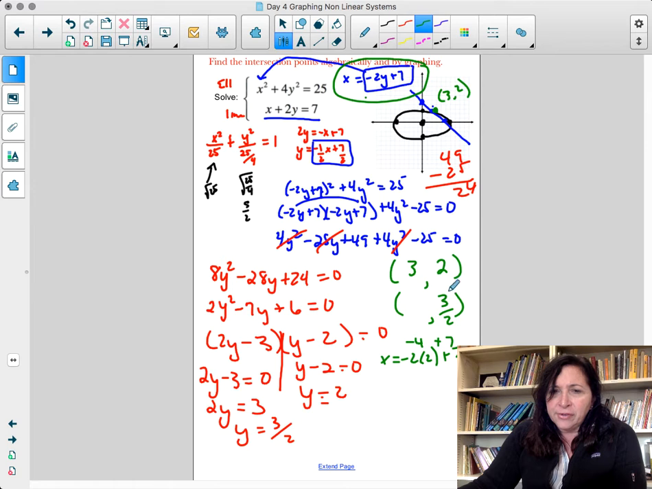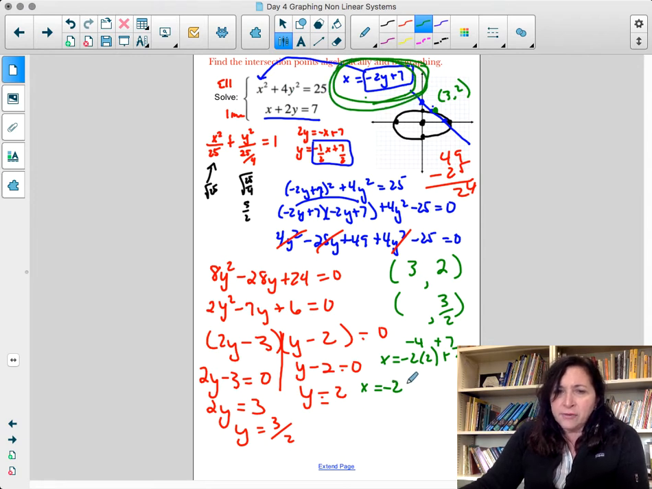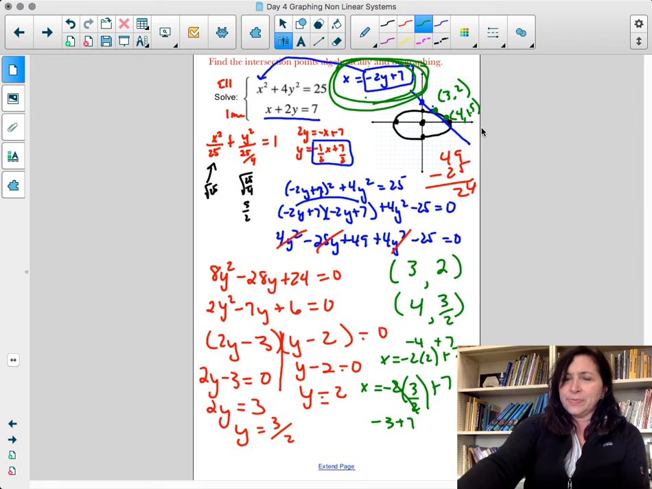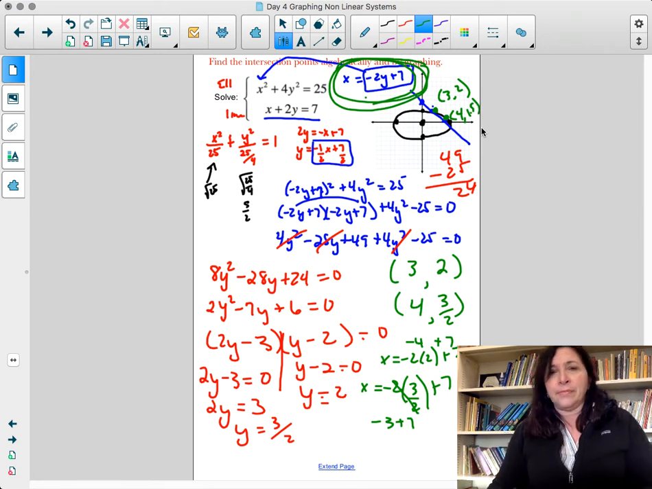And then my other intersection point, I'm going to plug in 3 halves. So let's do this again. x equals -2 times y, what's y? 3 halves plus 7. The 2's cancel. I get -3, add 7, 4. So there's my (4, 3 halves), or 1.5. All right, cool. That was not difficult, but you just have a lot of different things going on.